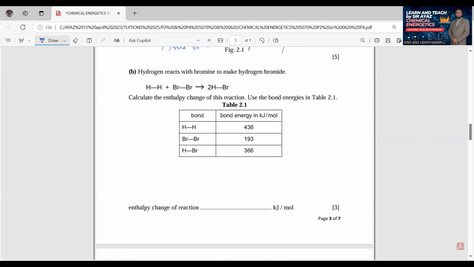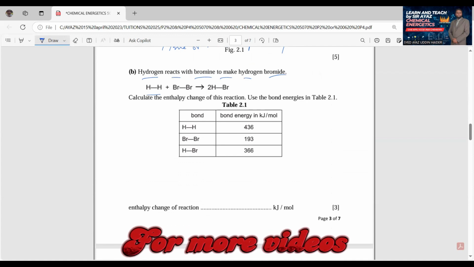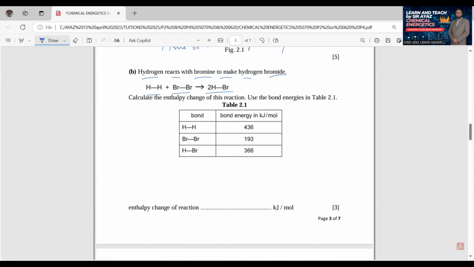Now next part is about enthalpy change. Hydrogen reacts with bromine to make hydrogen bromide. We have H bond H plus Br bond Br gives 2HBr. Calculate the enthalpy change for this reaction. Use the bond energies in table 2.1. Again, I've just told you the formula for enthalpy change.